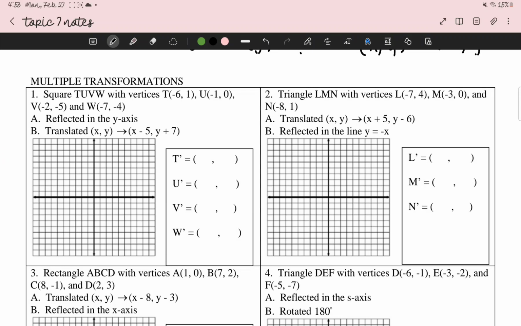Okay, rotations was the most recent one. If you haven't watched that video, I suggest you go watch that one. It is pretty long, but it was an entire lesson, so it's going to be long.